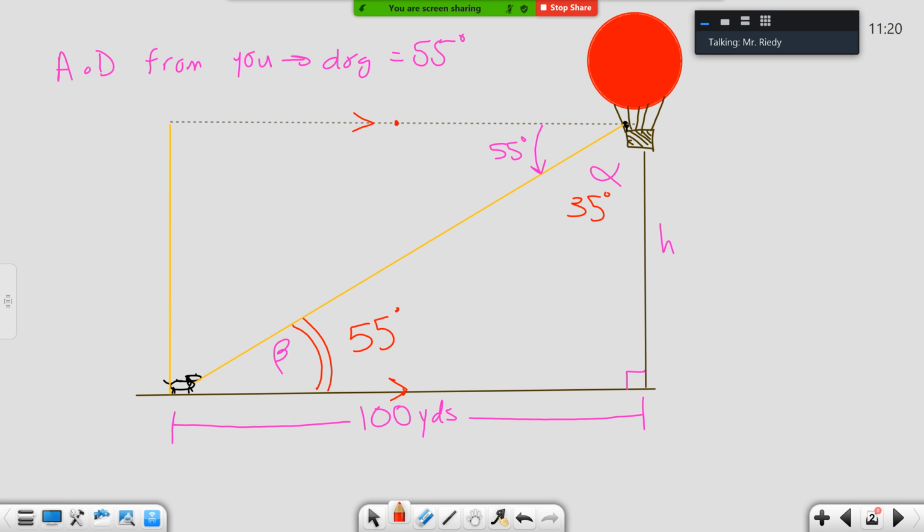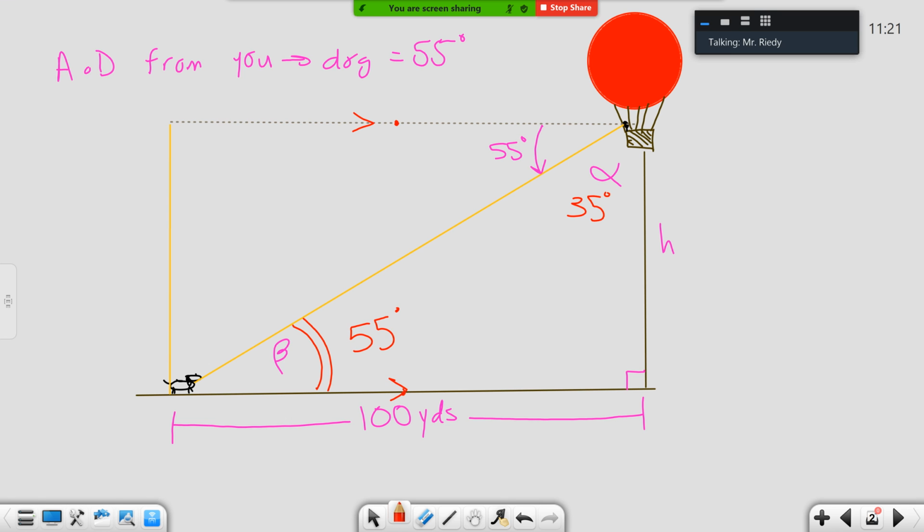I'll narrow your 10 choices down to 5: corresponding, same side interior, same side exterior, alternate interior, alternate exterior. Alternate exterior? No, they're alternate interior. They're in between the parallel lines. Okay, so that's 3.5 ways that these two angles are congruent.